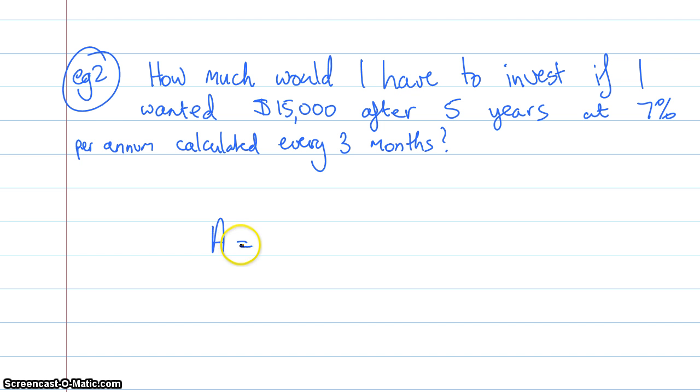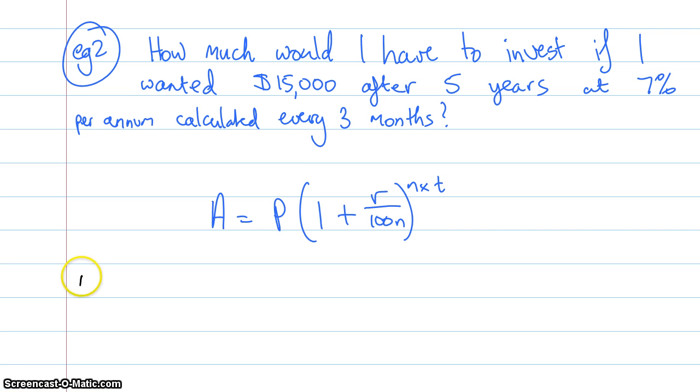A equals P(1 + R/100N)^(NT). But this time I need to find out something different. So I'm going to put down all the things that I know. I'm going to put A, P, R, N, T. I'm going to write down which ones I know, which ones I don't know. Hopefully you know most of them.